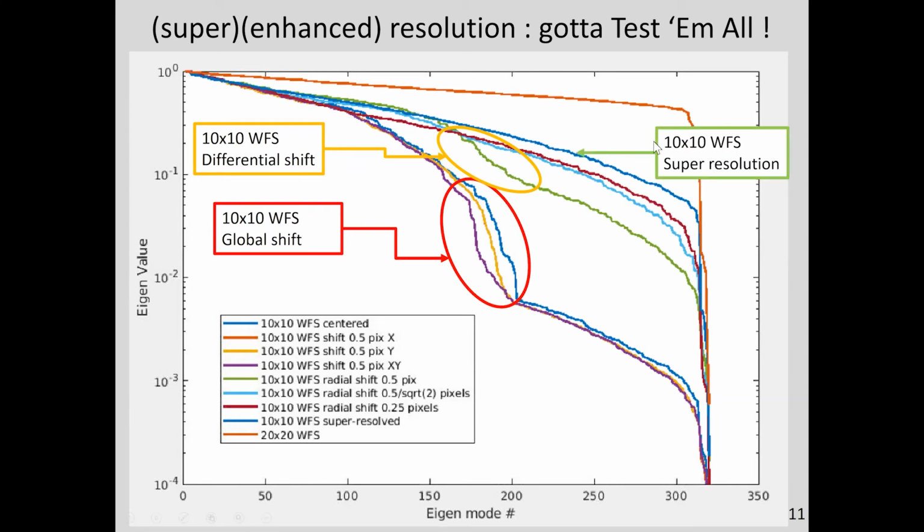So the 2 last curves are the real super resolution pyramid, which is this blue one. We see all of the intermediate results that are enhanced resolution just below. And the top curve, the red one, is just increasing the number of pixels in the pyramid. So here you gain in sensitivity on all the modes.